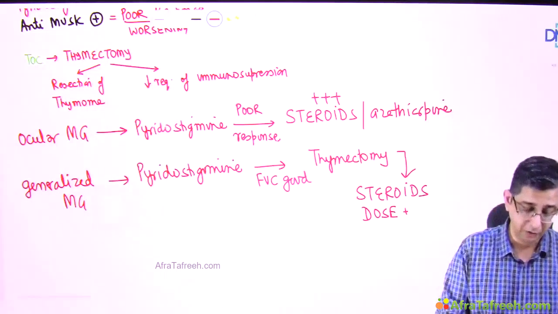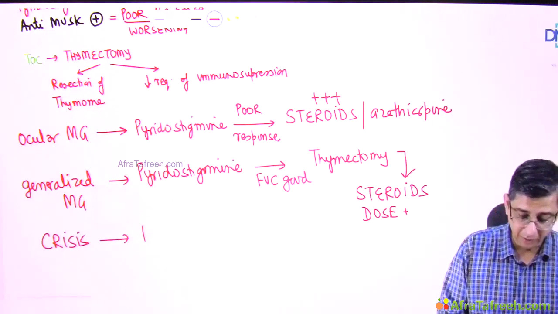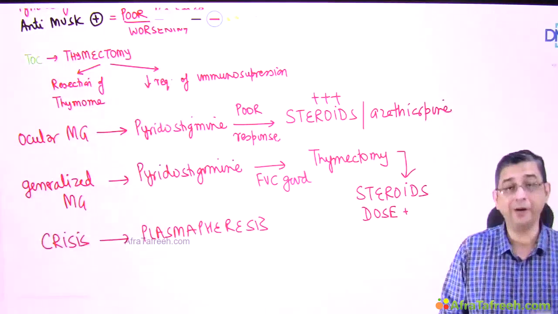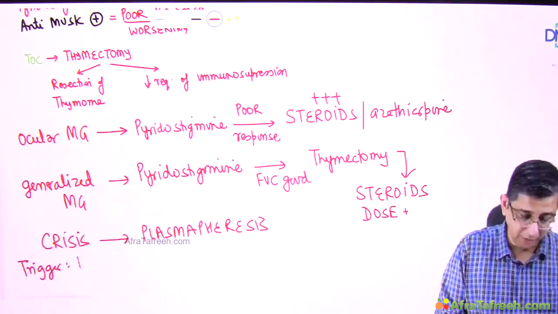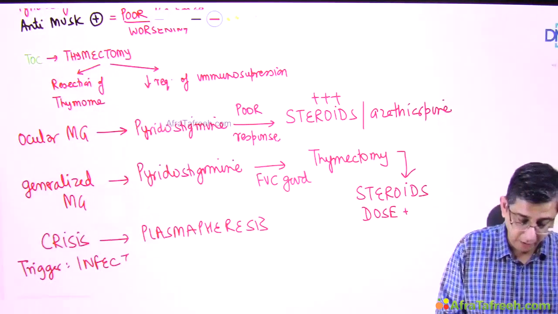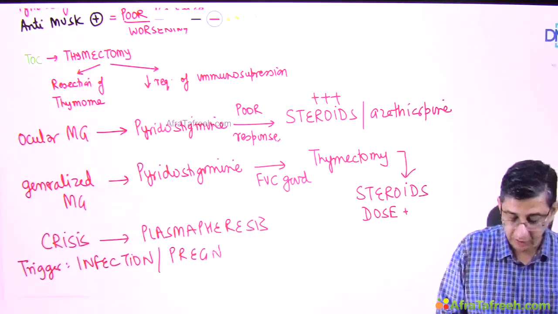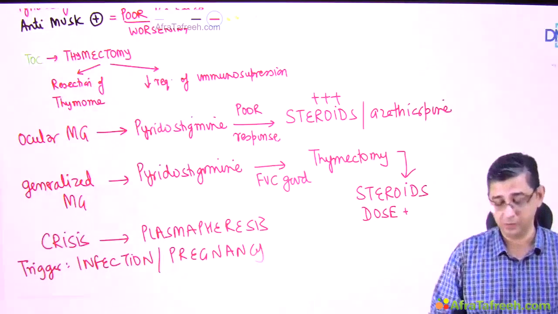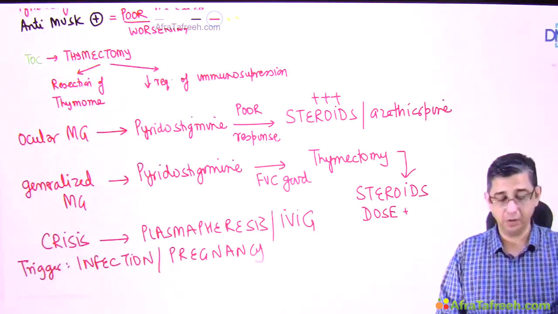Do remember the fact that if the question mentions myasthenic crisis and what is to be done in the patient, then we will use plasmapheresis for these patients to get rid of the dangerous antibodies. Myasthenic crisis can be triggered by two triggers. One is infection and second can be pregnancy. Any kind of stress can trigger this kind of crisis in the patient. So infection and pregnancy are the triggers in this particular case, and plasmapheresis would be done. If facilities for plasmapheresis are not available, it is intravenous immunoglobulin.